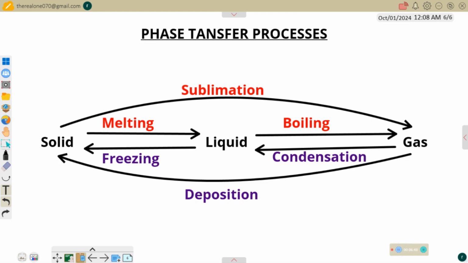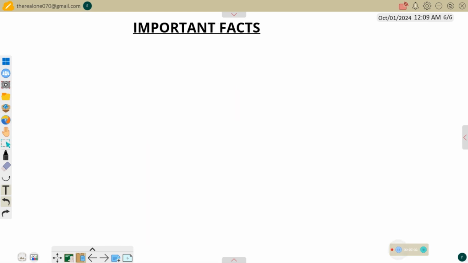Now let's consider some important things to note about this change of state. There are certain things we need to take note of under change of state or phase transfer processes. So we have some important facts about phase transfer processes. Let's consider them one by one. The first one is that there is a substance that can exist in the three states of matter. That's water.